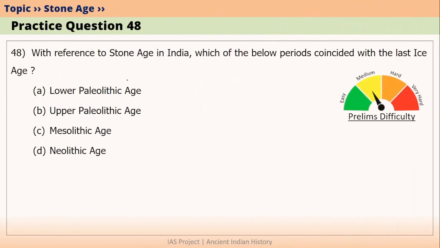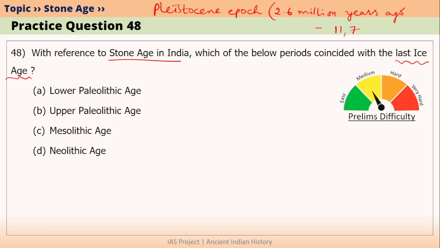The next question is, with reference to Stone Age in India, which of the below periods coincided with the last ice age? We know that recent ice ages were in Pleistocene epoch and the time period of Pleistocene epoch was 2.6 million years ago to 11,700 years ago. So this time period basically coincided with Pleistocene epoch. So directly Mesolithic age and Neolithic age will not be the correct answer. So either it is Lower Paleolithic age or Upper Paleolithic age. But the question is asking about last ice age. Last ice age means the most recent ice age. That means around 11,700 years of time.